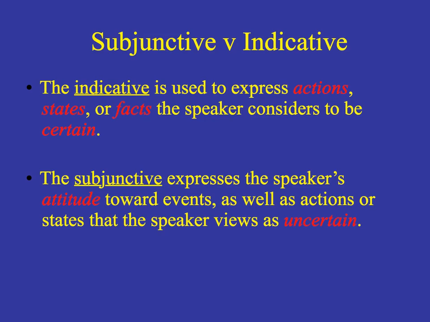What is the difference between subjunctive and indicative? Indicative, that's the present tense that you already know. It's present, preterite, and perfect. The indicative is used to express actions, states, or facts that the speaker considers to be certain. The certain is the biggest thing for regular verb tenses that you already know. The subjunctive expresses the speaker's attitude towards events as well as actions or states that the speaker views as uncertain. So again, indicative, certain; subjunctive, uncertain.